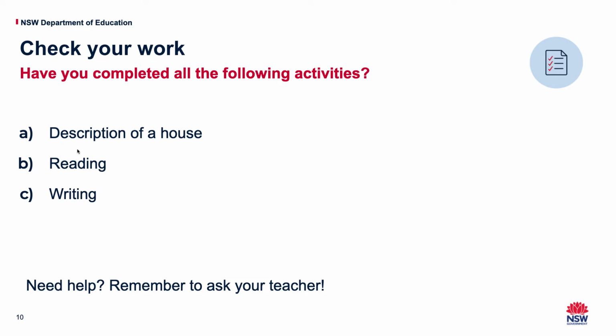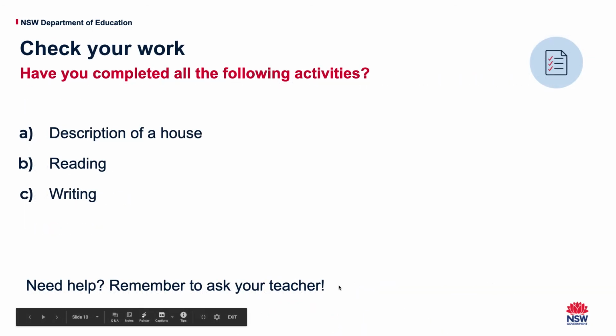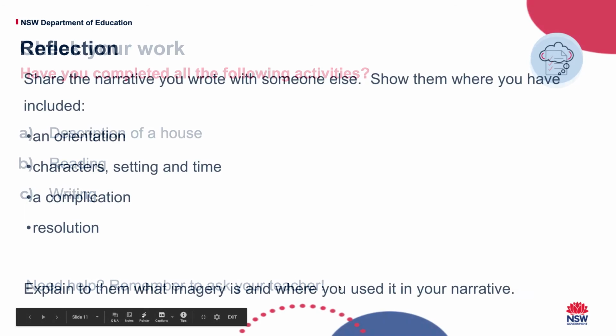Check your work. Did you do those 3 activities? Reflect on your work. Tell your parents about your orientation, your characters, your setting, the time that your story happened. Is it past, present, future? Show them the complication and the resolution. Discuss that. And explain what imagery is and where you've used it, how you've used it.